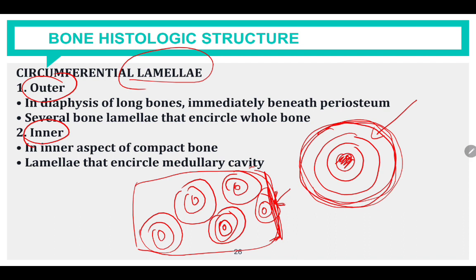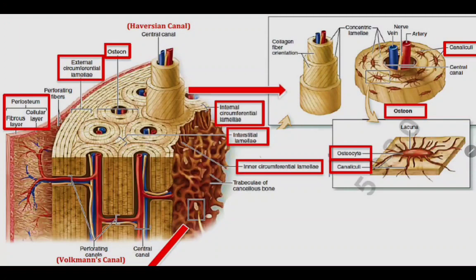Okay, so let's check the picture para mas magets ninyo. So in this particular Haversian compact bone natin, no, you can see multiple Haversian systems or multiple osteons, okay?